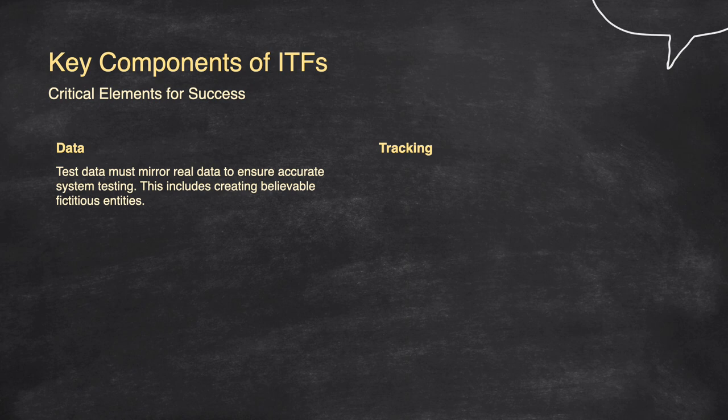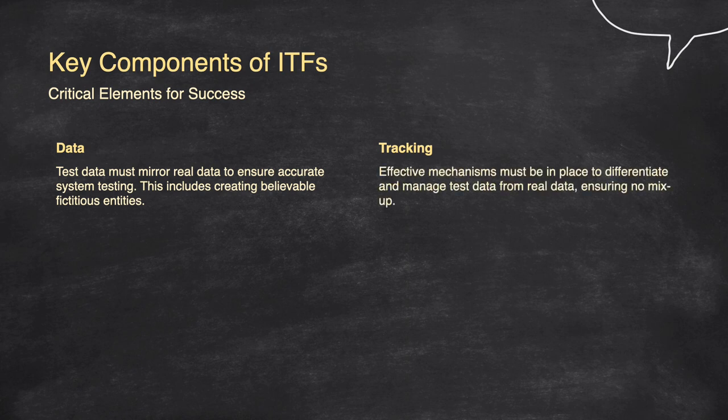Next component is about tracking. Friends, to avoid confusion, it is crucial to have a good way of separating and organizing test data from real data. This helps to ensure that during testing, there is no mixing up of what is real and what is fake. So having a clear system for tracking and managing this distinction is essential for smooth operation of integrated test facilities and for accurate testing of systems.